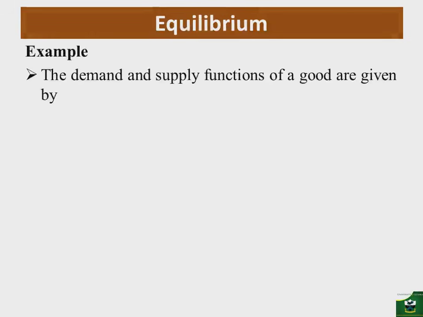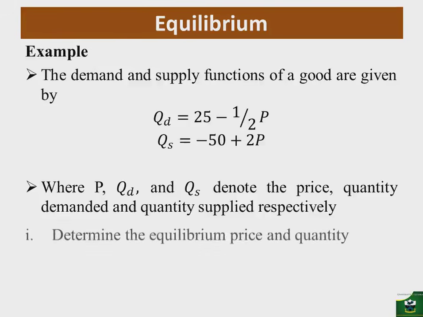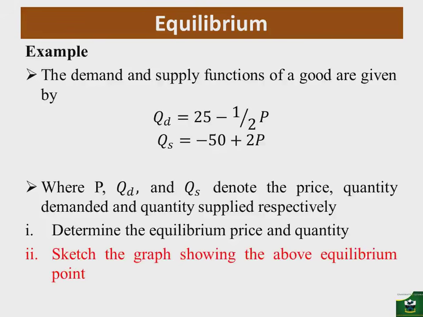Let's take an example. Suppose that the demand and supply functions of a good are given by the equations: for demand, QD equals 25 minus a half P, and for quantity supplied, QS equals negative 50 plus 2P, where P, QD, and QS denote the price, quantity demanded, and quantity supplied respectively. The questions are: first, determine the equilibrium price and quantity, and secondly, sketch the graph showing the above equilibrium point.